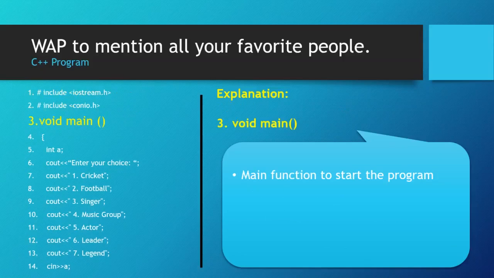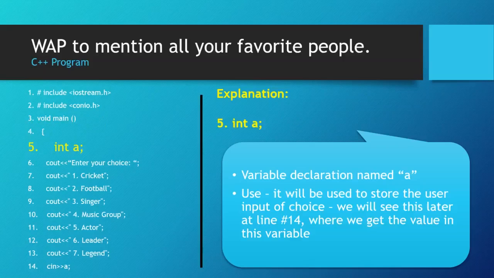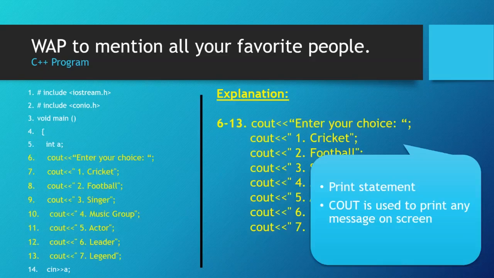Moving on to the next line, which is the main function. Execution of the program starts from here. Now we are in the main function, which you can understand by the opening bracket in line 4. Next, the variable declaration. In this case, we are declaring a variable called a, which will be used to capture the user's choice later in the program. Next are cout statements. As you know, whatever we write in cout will be printed on the screen when you run the program. So here, from line number 6 till line number 13, all the statements will be printed on the screen. First, enter the choice, then number 1, cricket, and so on.